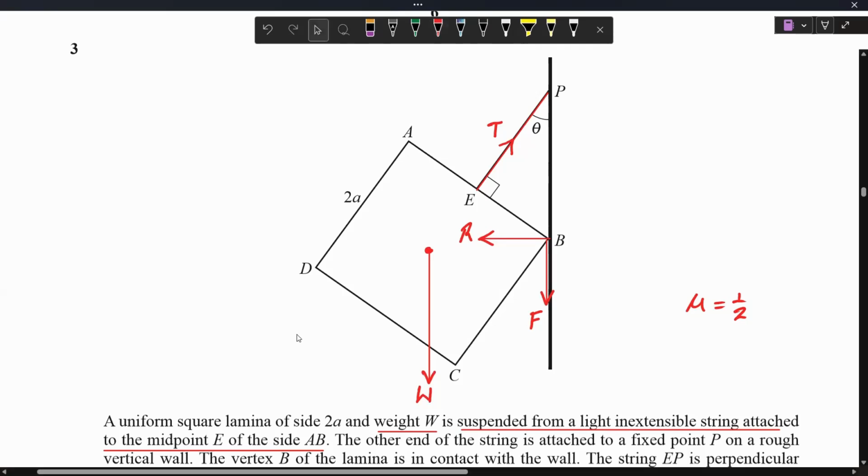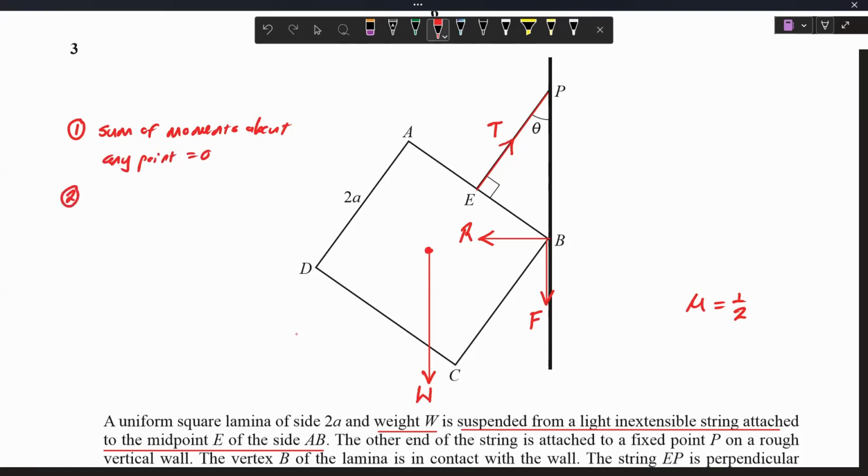So in solving problems like these, we have to consider a number of things. We are going to consider, firstly, the principle of moments, where we are saying that the sum of moments about any point is equal to zero. So we're going to consider that, and we're also going to consider the fact that the resultant force in any direction is also equal to zero. So we're also going to consider that.